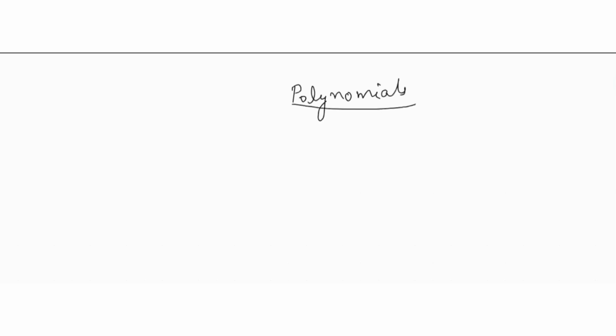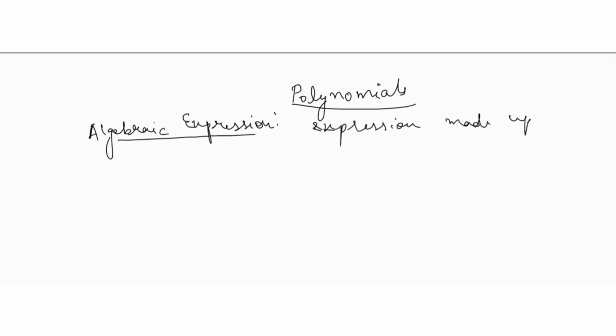So before starting off with the polynomials, do you know what an algebraic expression is? Do you mean things like linear, quintic, quartic, quadratic? An algebraic expression is basically an expression that is made up of variables, constants, and it has coefficients. So an algebraic expression is basically an expression that is made up of variables or the constants. That is known as an algebraic expression.